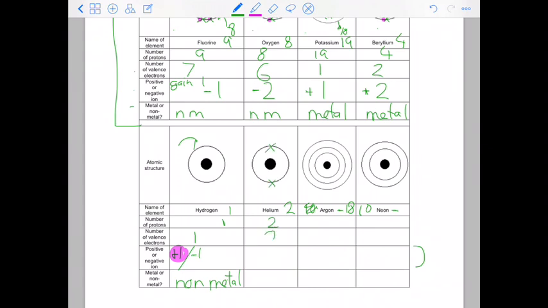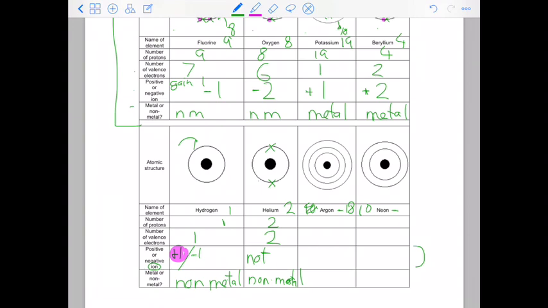Number of valence electrons, it's 2, but that outer shell is full. So will it gain or lose electrons in order to become stable? No, because it is already stable. So it will not be an ion. And it is a non-metal because of where it is on the periodic table.